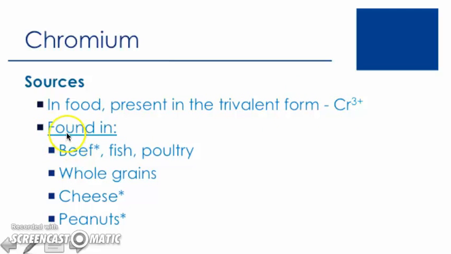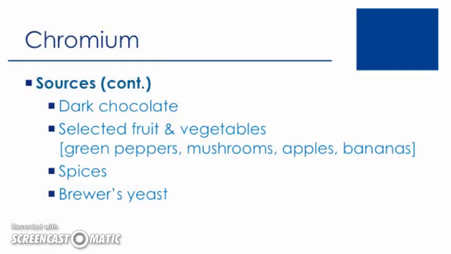We see that chromium is found in a number of food sources: beef, fish, and poultry, so these animal sources, also cheese. The plant-based sources would be whole grains as well as peanuts. We also see chromium found in dark chocolate, different fruits and vegetables such as green peppers, mushrooms, apples, and bananas. Additionally, some spices and brewer's yeast.